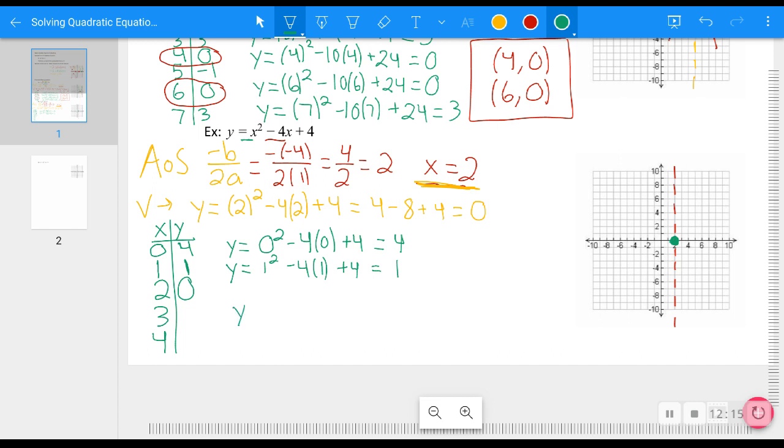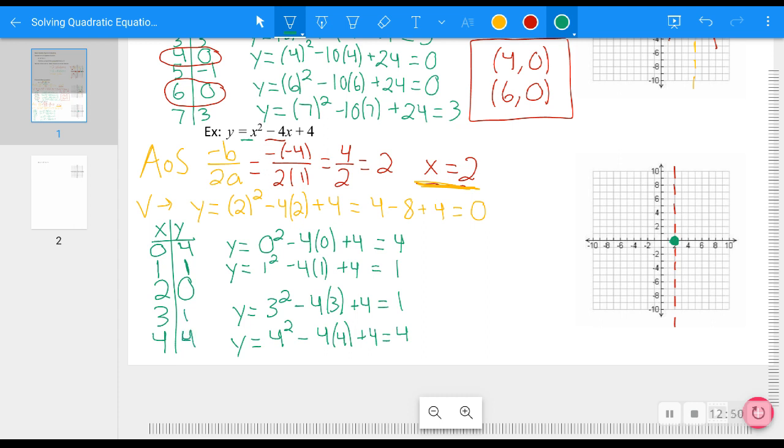Then with 3, just the same process every time. Plug that in for x. So we'll get y equals 3 squared minus 4 times 3 plus 4, which is going to come out to equal 1 again. And then last but not least, we've got to plug in 4. So we'll have y equals 4 squared minus 4 times 4 plus 4. It's a whole lot of 4s. But wait, there's more. Turns out to equal 4.